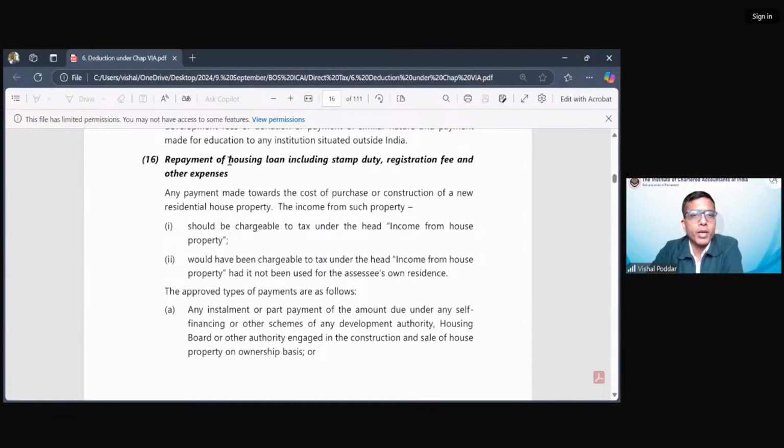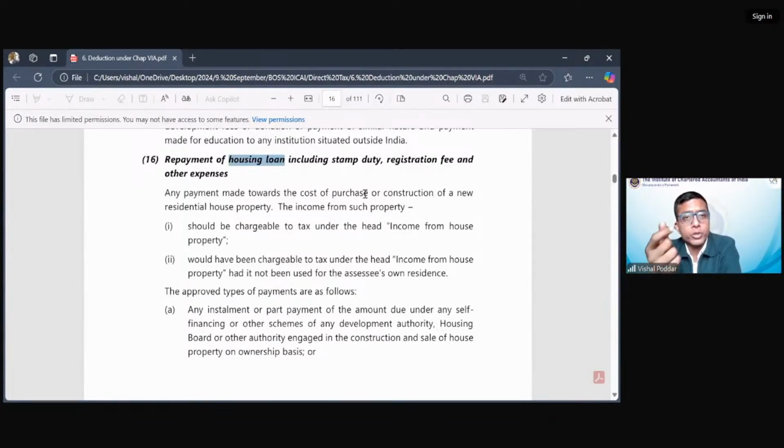Next, I have taken housing loan. Now, when I'm repaying this housing loan every year in the form of monthly installments, my monthly installments are made up of two components: interest, principal. Interest, I get deduction under HP head. Capital, principal, I get deduction over here. So what it says, any payment made towards the cost of purchase. Why I'm using the word principal?